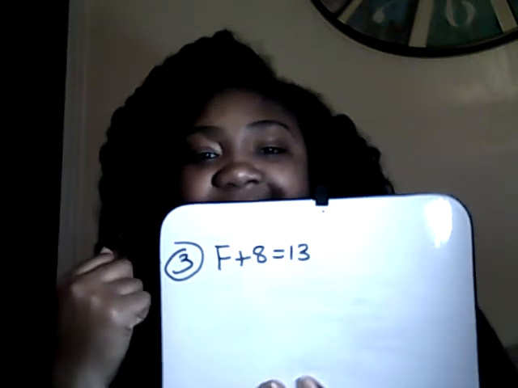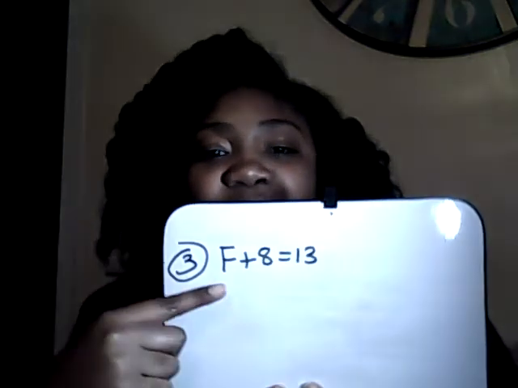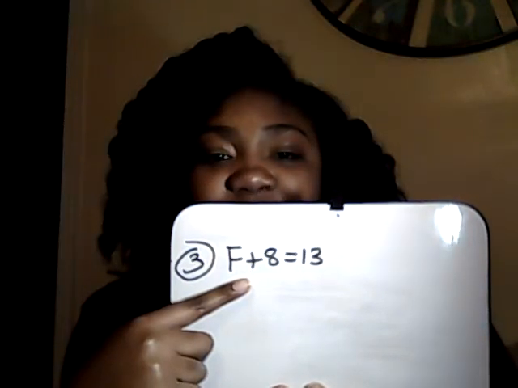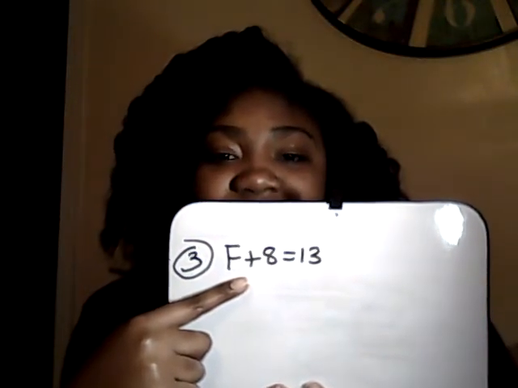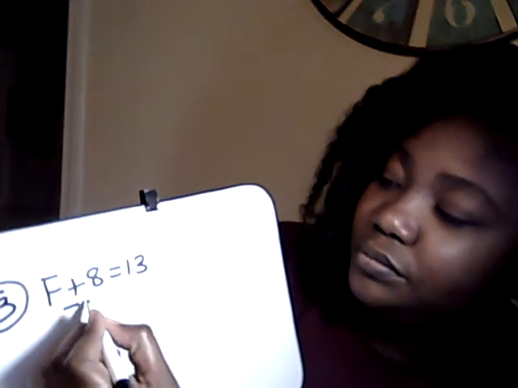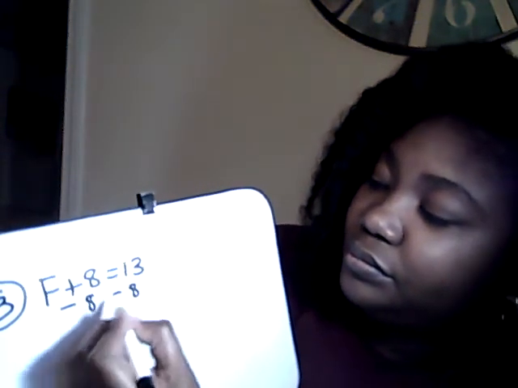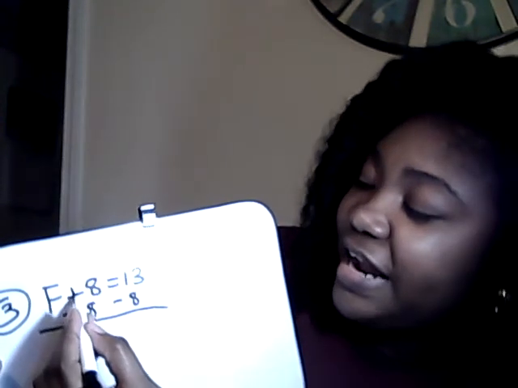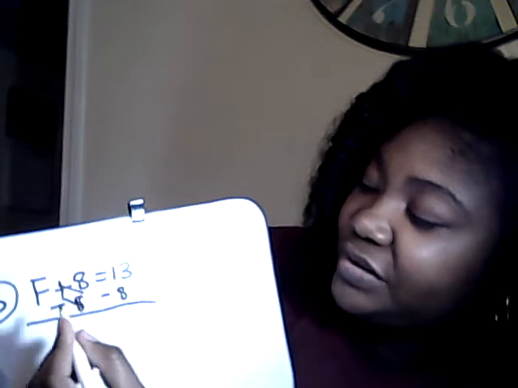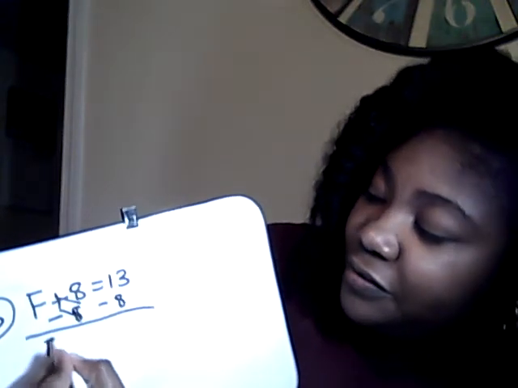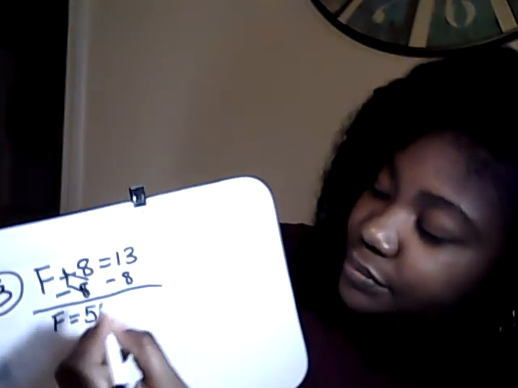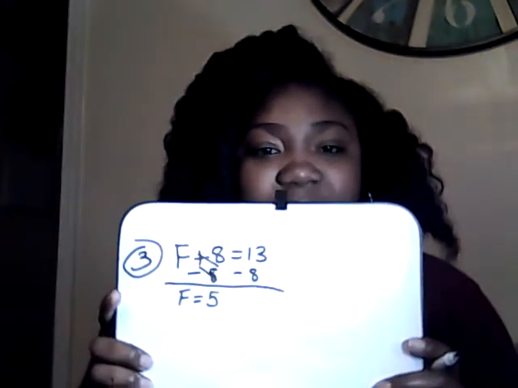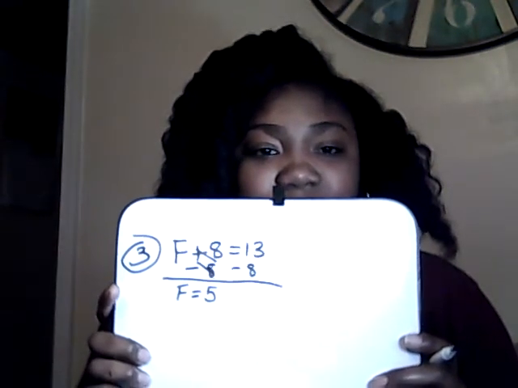So F plus 8 equals 13. So all I'm going to do is take this 8 to the other side. So it's positive 8 now. I'm going to make it negative 8 and take it to the other side. So I'm left with negative 8. Okay? And then negative 8, positive 8, cancels out. F equals 13 minus 8. 13 minus 8 is 5. And that's my answer for that one. Okay.